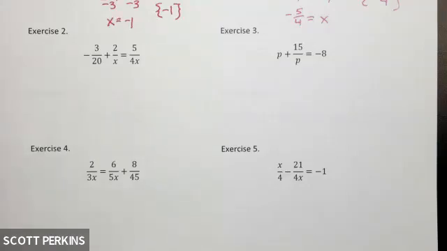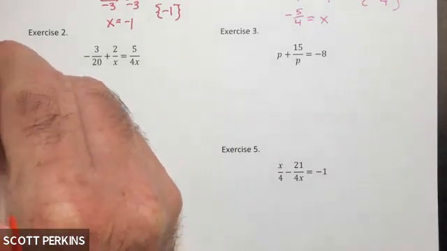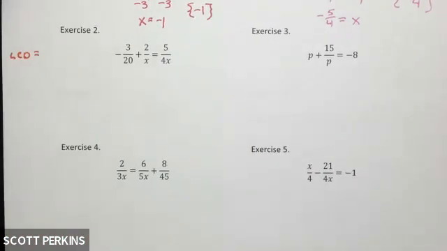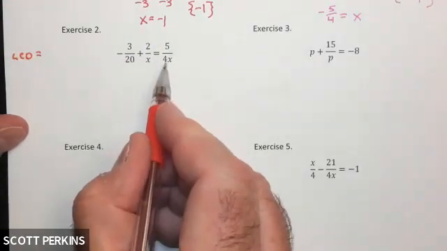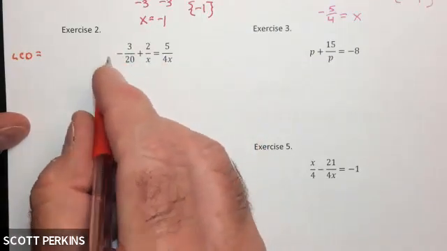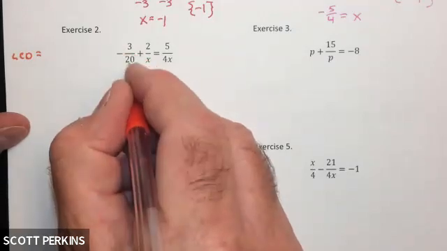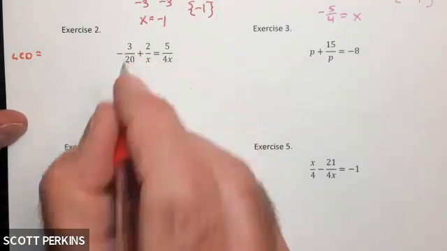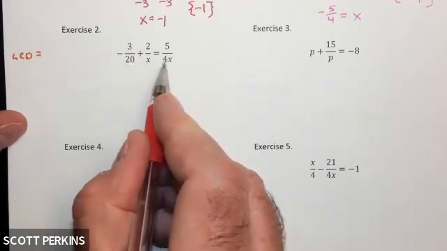Once again, just to make sure we're all on the same page here, what is the least common denominator of these fractions right here that we're going to work on? Okay, again, if you said 4x, that's not quite enough because if I put a 4x right here, 4 is not going to cancel with the 20. So we need to make sure that whatever here is it's the least common multiple.